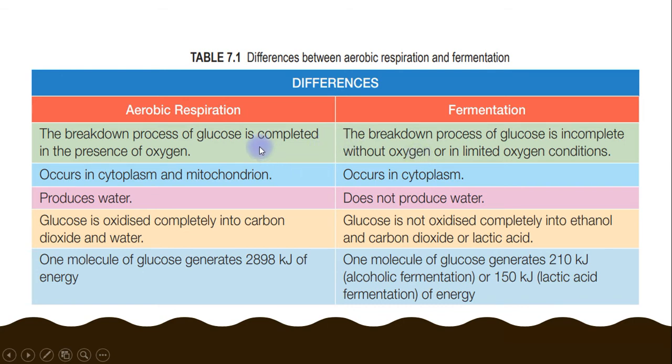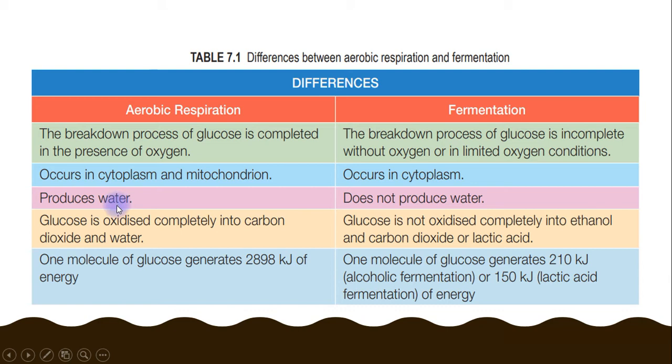Second one, aerobic respiration occurs in the cytoplasm and mitochondrion, whereas fermentation occurs in the cytoplasm only. Why? Because in fermentation only glycolysis occurs, and glycolysis occurs in the cytoplasm. No more process occurs after glycolysis because the pyruvate undergoes fermentation. So that is referred to fermentation.